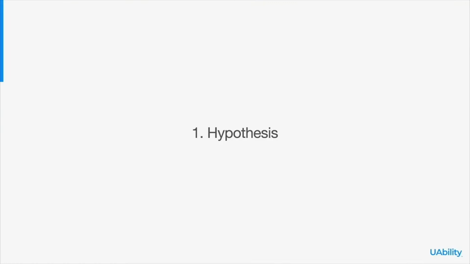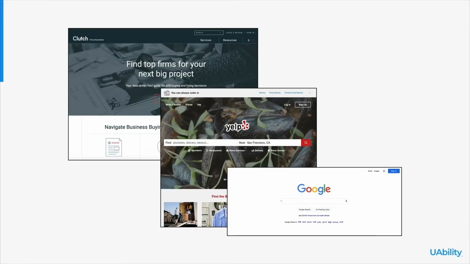So this is how it's going to work. Number one, you have a hypothesis, right? Like that's step number one. So what we will be doing is we'll be using different kinds of websites like Google, Yelp, or whatever, wherever your client hangs out, right?